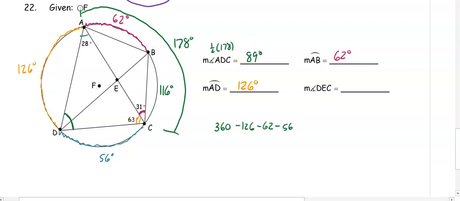The other angle that we are trying to find is angle DEC. Well, DEC is not at the center of the circle. It's intercepting these two arcs, 62 and 56. So we would have 1/2 of 56 plus 62. We want to take half of the sum of the arcs because it's inside the circle, and we get 59 degrees.